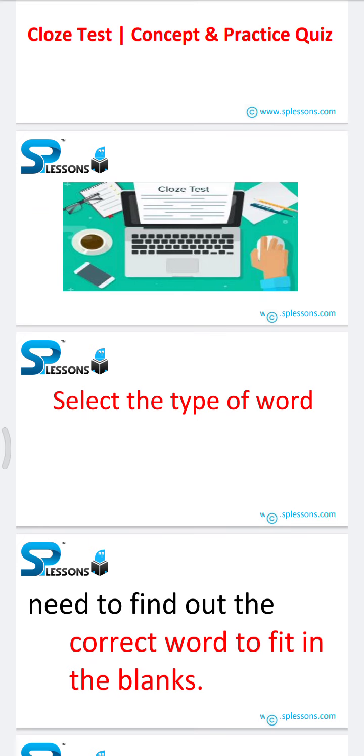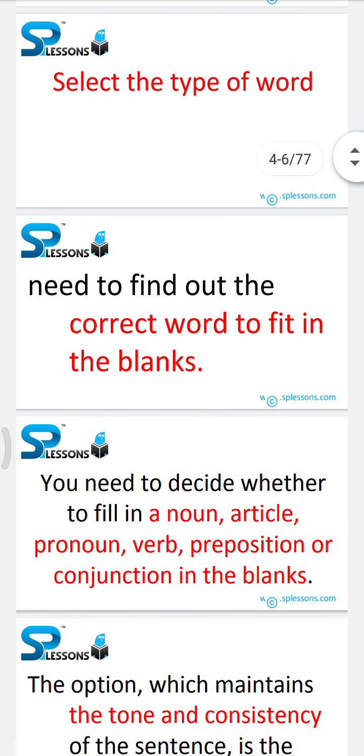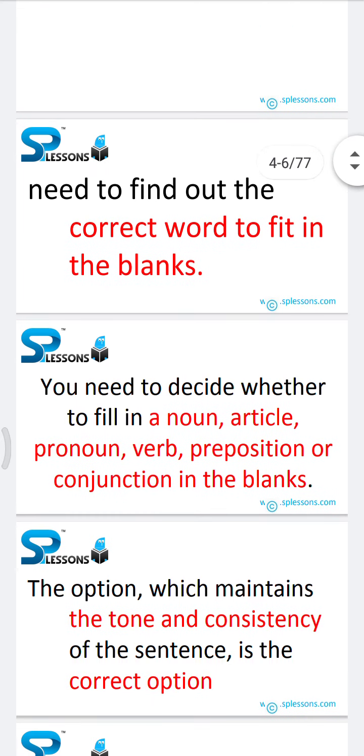Once you understand the tone of the passage or the sentence, you need to find out the correct word to fit in the blanks. You need to decide whether to fill in a noun, article, pronoun, verb, preposition or conjunction in the blanks. The option which maintains the tone and consistency of the sentence is the correct option.